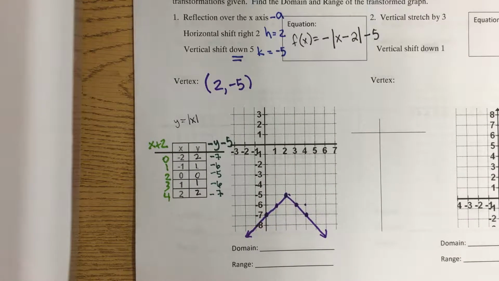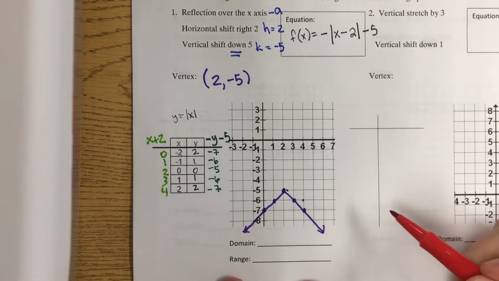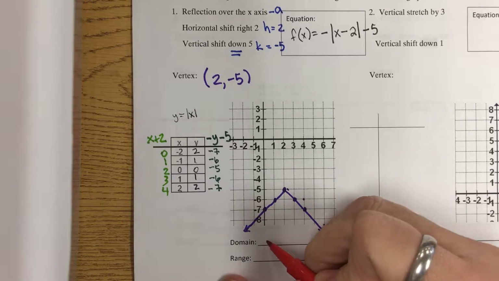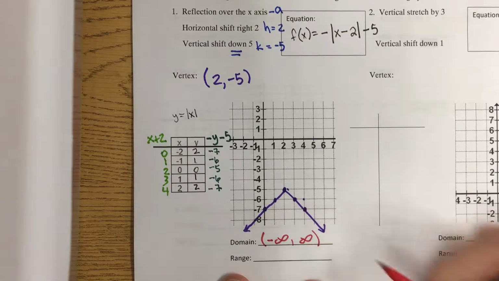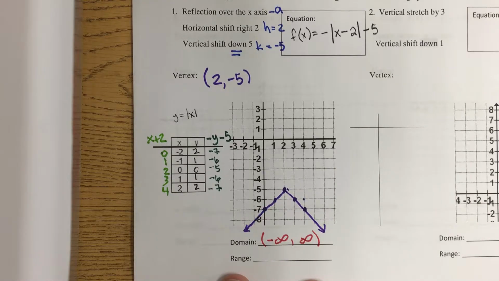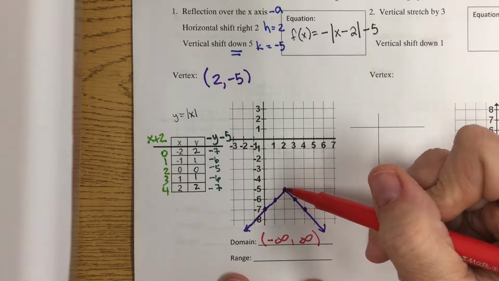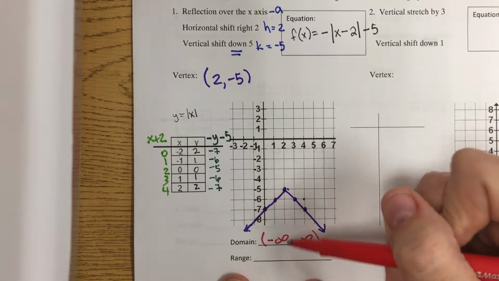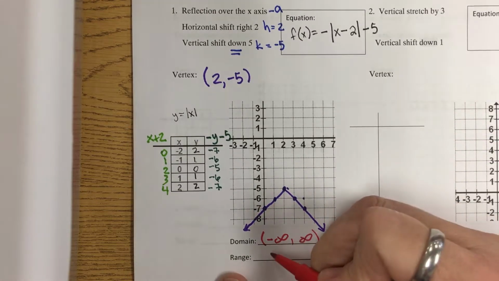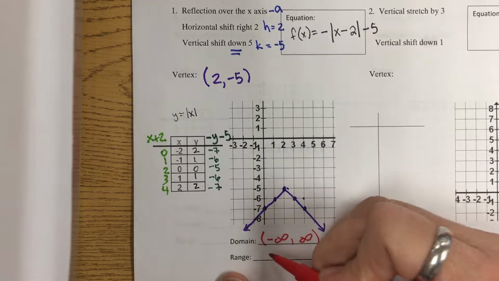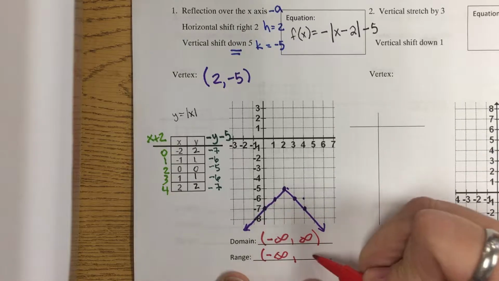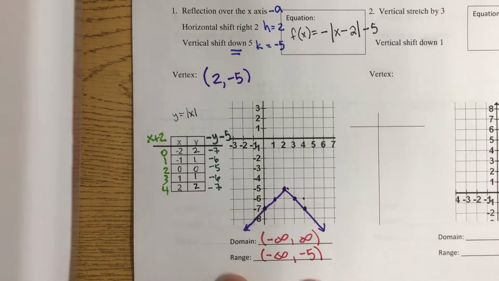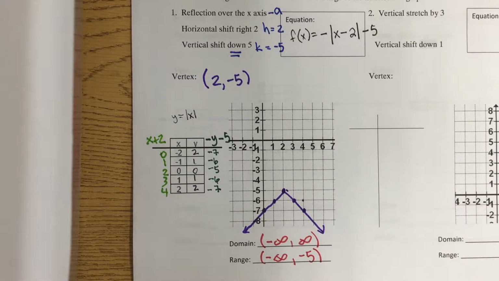So, domain and range. Domain, what x values can I plug in? I can plug in any x value I want, so that means negative infinity to positive infinity. But when we're talking about my y values, I start at negative 5 and I only go down. So it goes negative infinity to negative 5, and there we have our range.